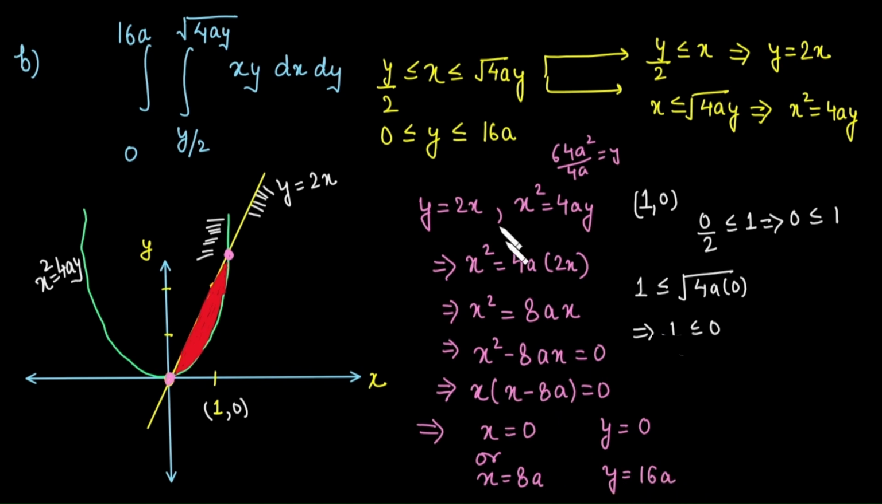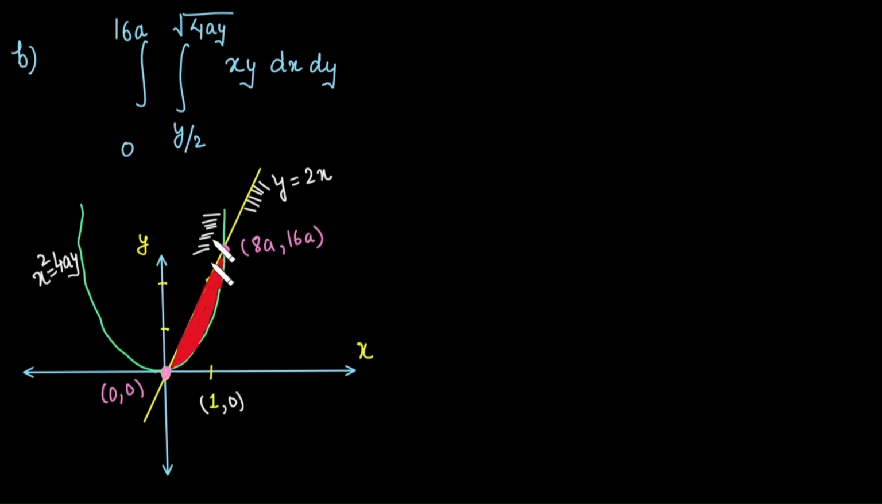It means these two curves intersect at two points. One is (0, 0). Second is (8a, 16a). This point is (0, 0) and this point is (8a, 16a). Now you can relate this inequality. The minimum value of y is 0 and the maximum value is this one, that is 16a. Now we are in a position to write the change of order of integration.